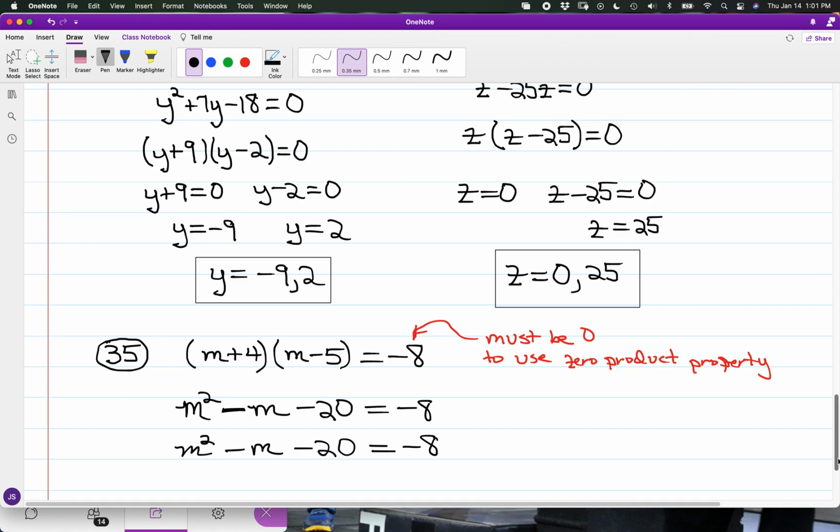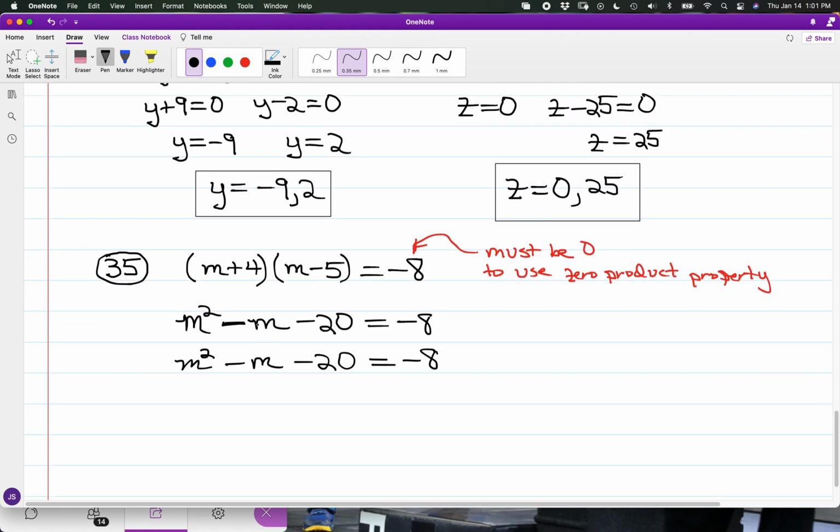And then we have reestablishing this quadratic equation and putting it into standard form. So upon adding 8 to both sides, we have m squared minus m. Negative 20 plus 8 is going to be negative 12. And we have that is equal to 0.